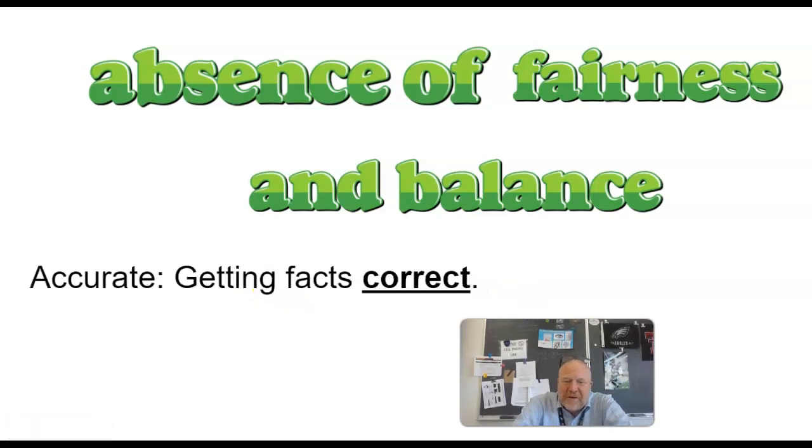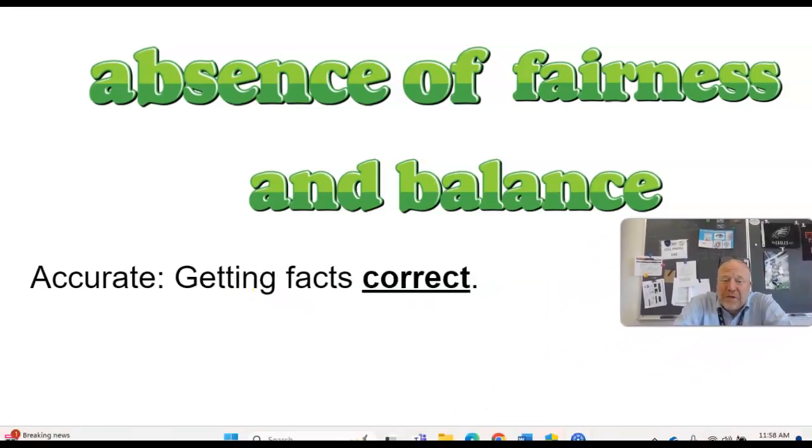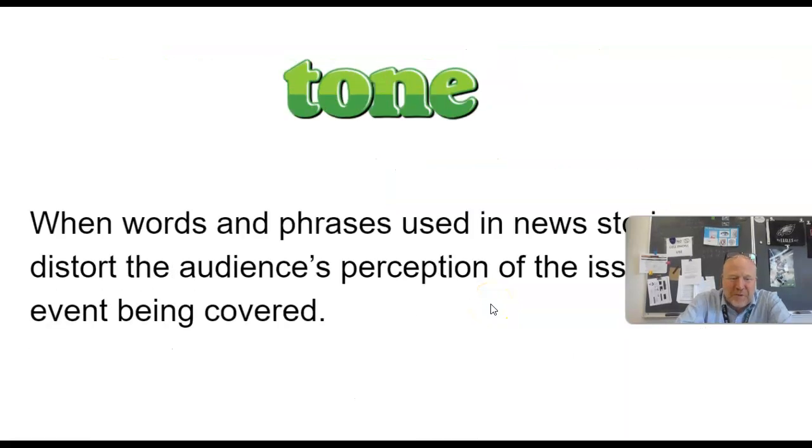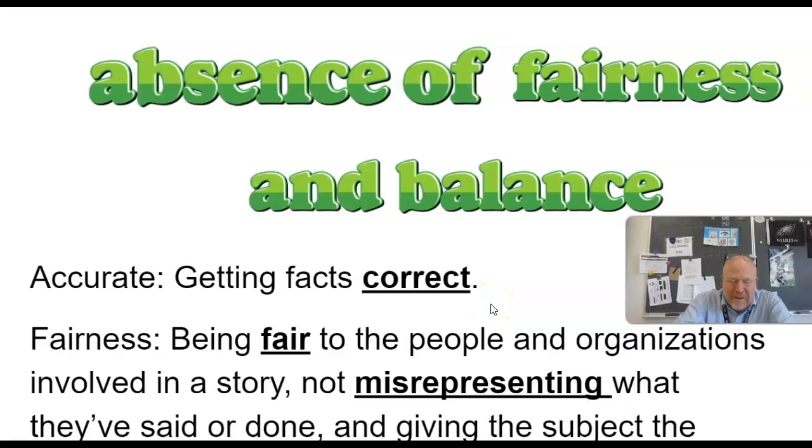Absence of fairness and balance. Accuracy, you want to get the facts correct. Fairness, be fair to the people, organizations involved in the story. Don't misrepresent what they've said or done. You also have to give the subject a chance to, the word is cut off there, but you should fill in, respond. Respond is what you need to fill in there.